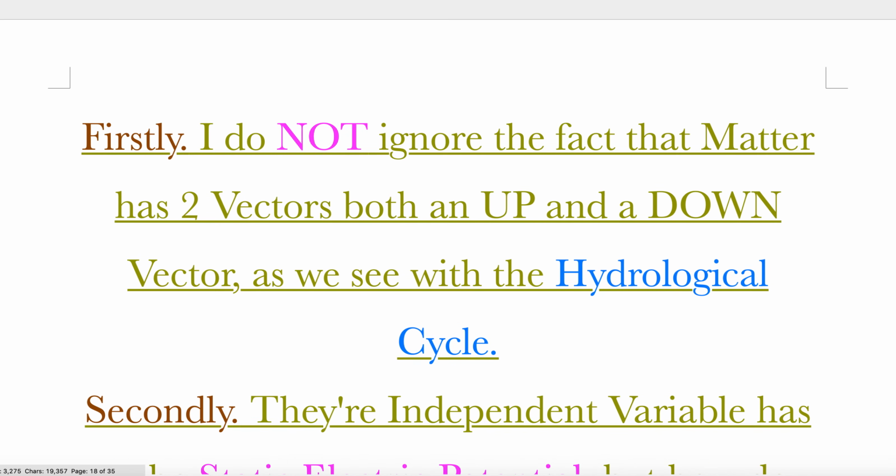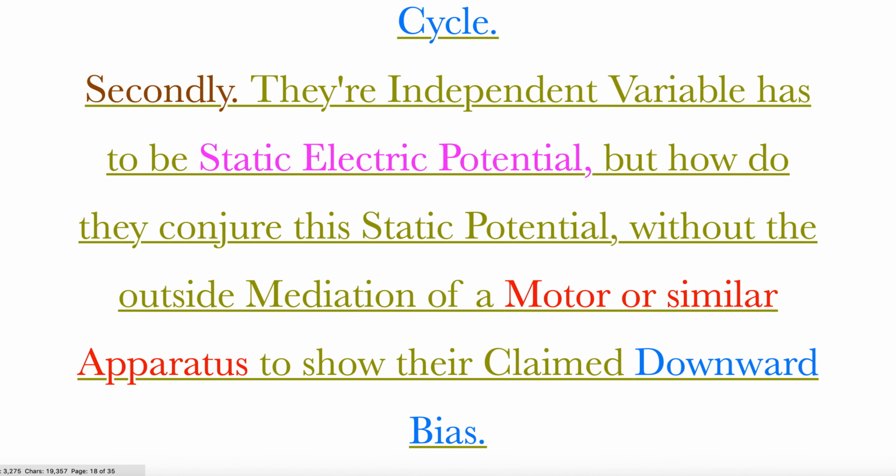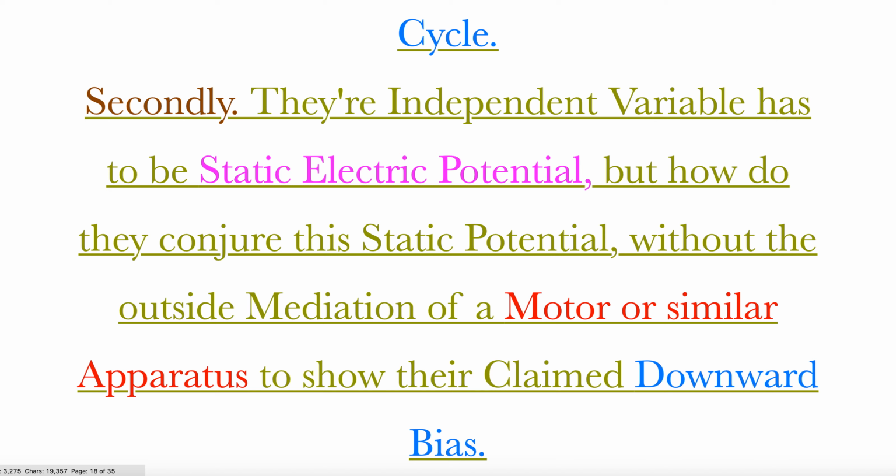So, two vectors. Secondly, their independent variable has to be static electric potential. But how do they conjure this static potential without the outside mediation of a motor or similar apparatus to show their claimed downward bias? So this is the problem they have. They have to create the static. They can't just manipulate the natural static in the air. They have to make something move. They have to create the whole thing within an apparatus. And this is the problem. They can create static electricity by rubbing a balloon on their head and then sticking the balloon to the wall. But what has that got to do with things falling and rising?